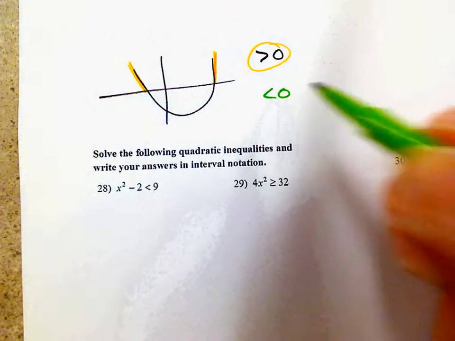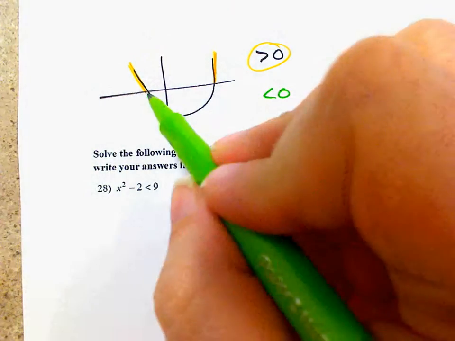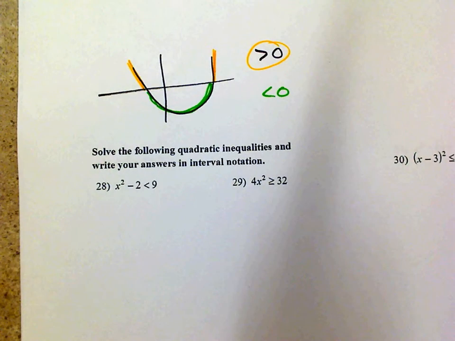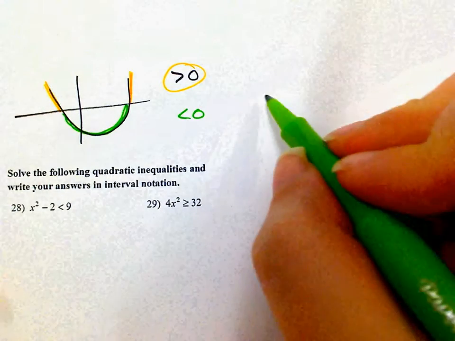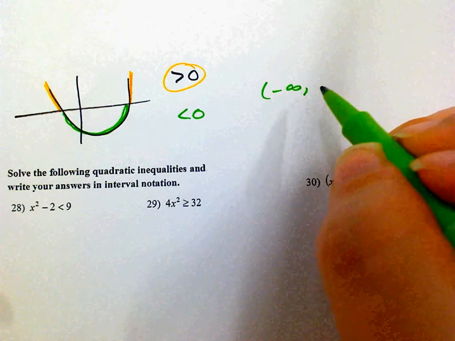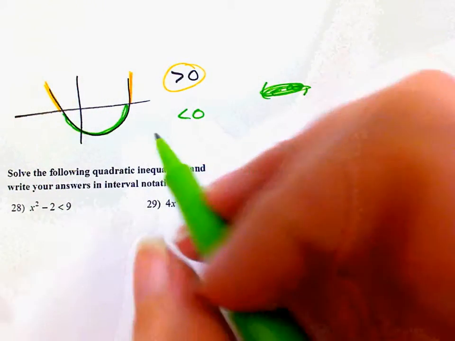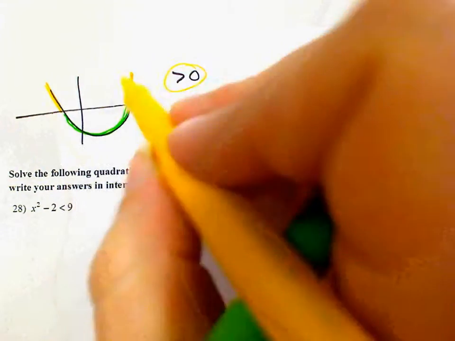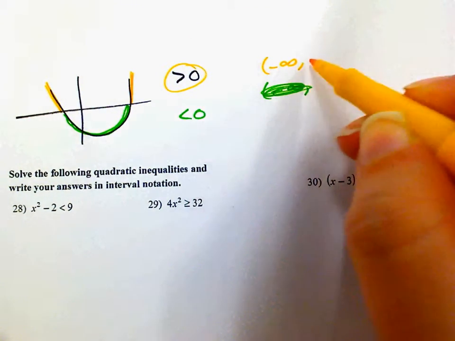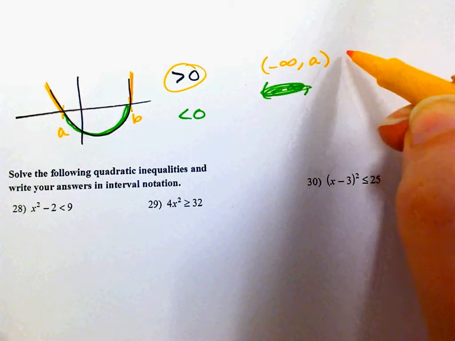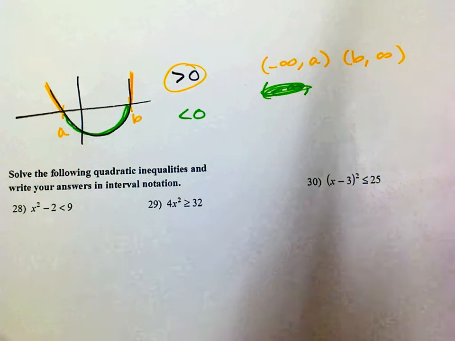So your answers are only ever going to be, if it's the first one, if it's outside, then it's negative infinity to that first number, let's say A, and then pick back up at B and go to infinity, because you're talking about the outsides. But if it's less than, if it's the green, then it's between the two numbers. So your answers are only ever going to look like this, with the only difference being brackets versus parentheses, okay?